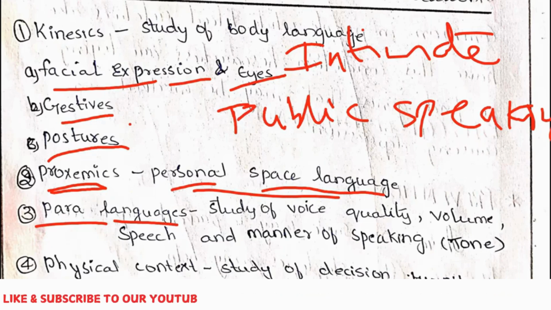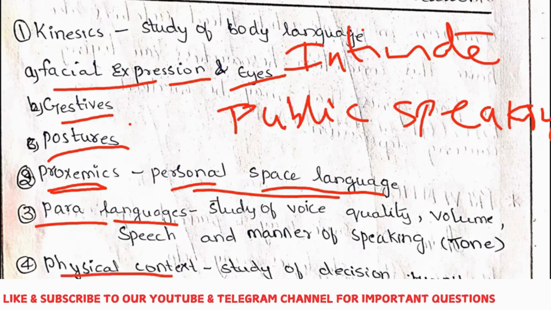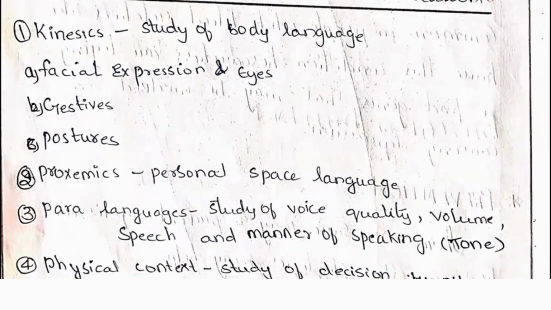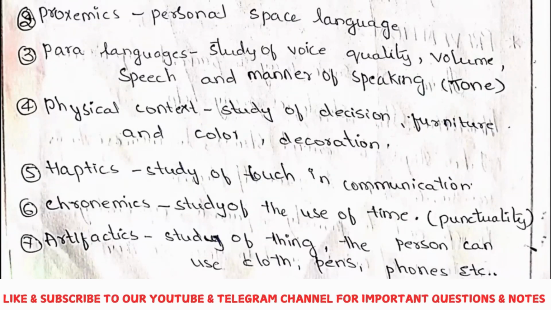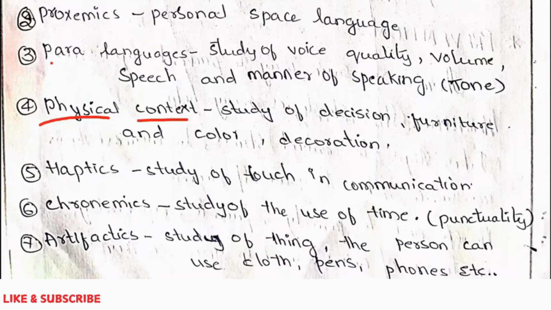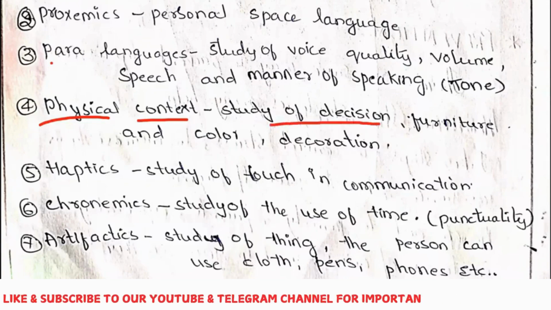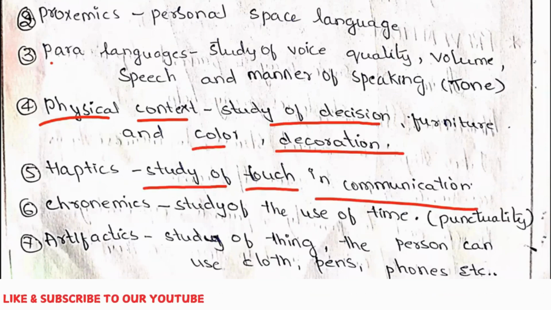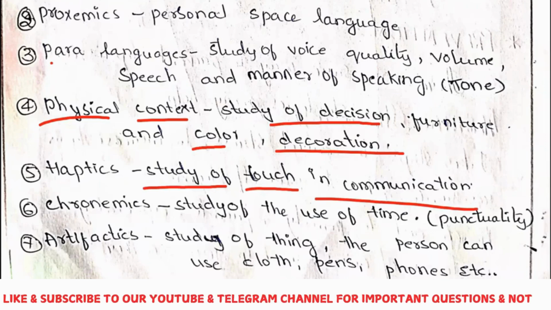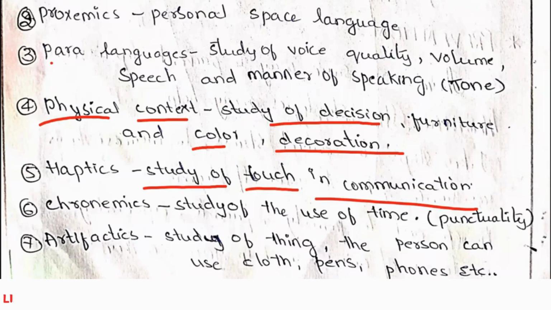And physical context is the study of design, furniture and color decoration. Looking at the things in a house, which mobile you are using, how you decorate yourself and how you decorate your premises, your house. All these should be considered as physical context. And haptics, the study of touch in communication. As friends we can touch, teacher and student can touch, but touch also speaks a lot of things. Am I right? Haptics are there.